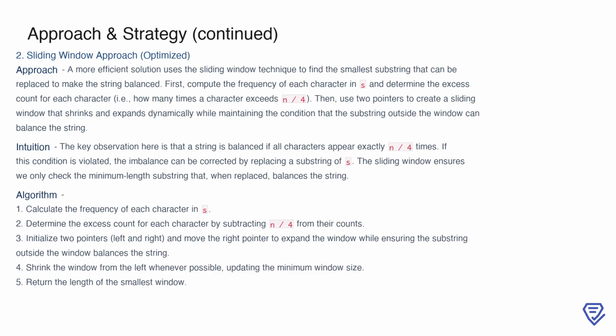resolves the imbalance. The algorithm begins by calculating the frequency of each character and the excess counts. Then, the right pointer expands the window while ensuring the substring outside the window is valid. As soon as this condition is satisfied, the left pointer shrinks the window to find the smallest possible substring. Finally, the algorithm returns the length of this minimum window, ensuring an efficient solution.